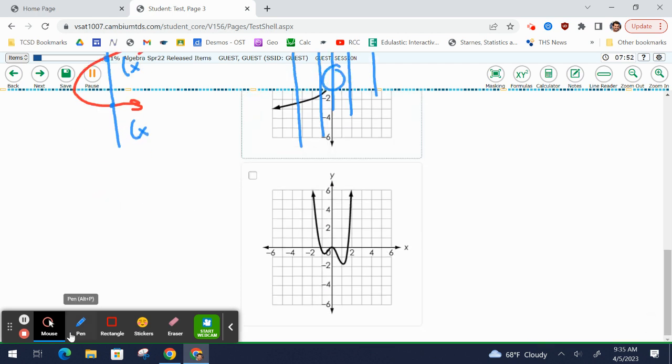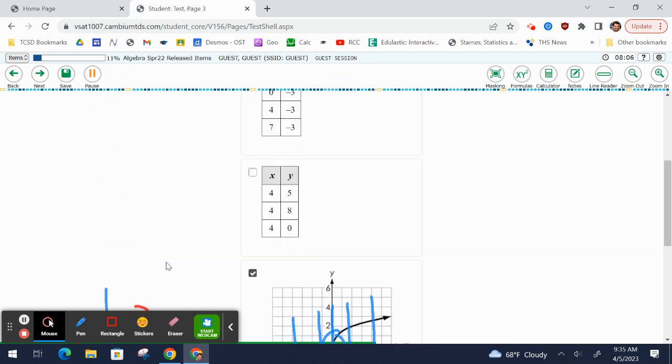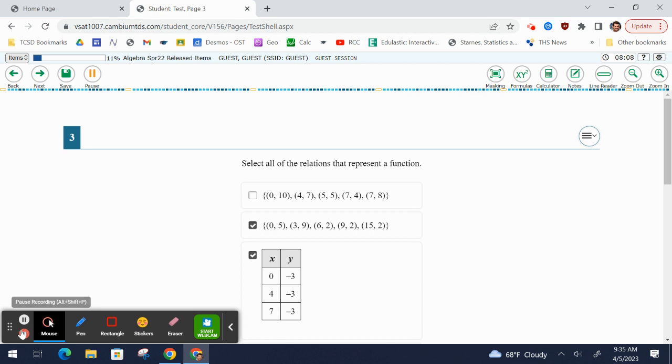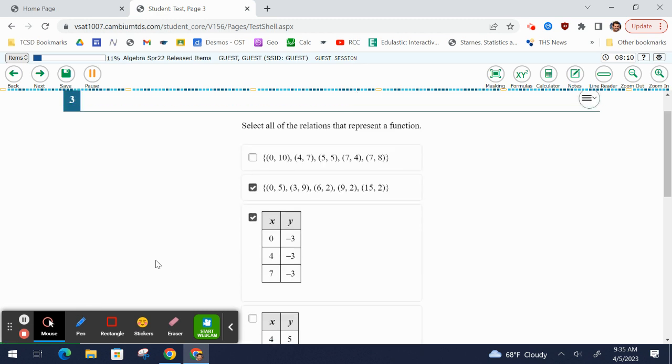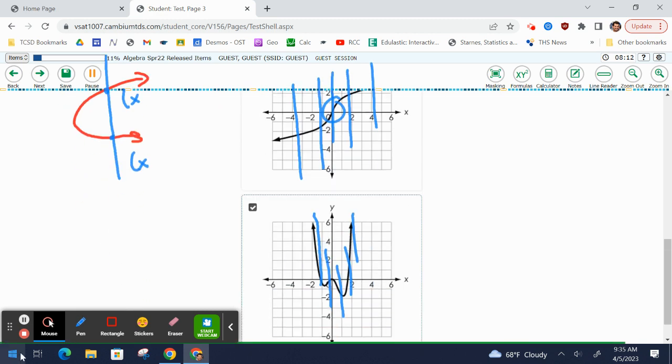And then we look at the last one here, same thing. Again, I know it gets kind of steep here, but if I draw a vertical line, every time those vertical lines only touch the graph one place. So that would also be a function. So again, select all that apply. 1, 2, 3, 4 answers.